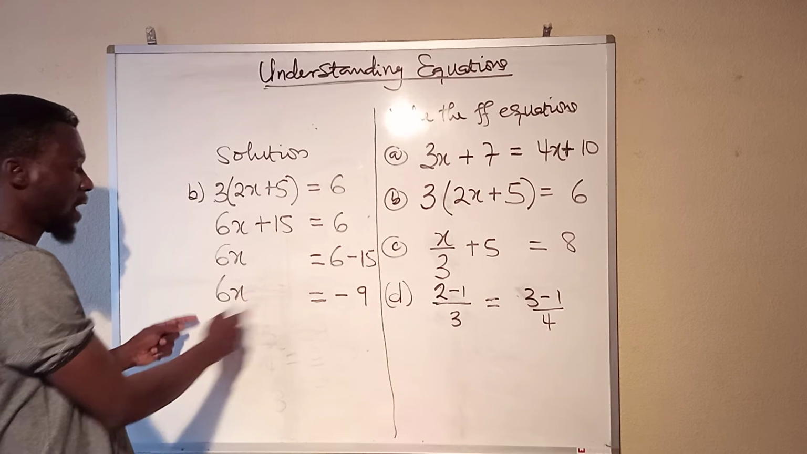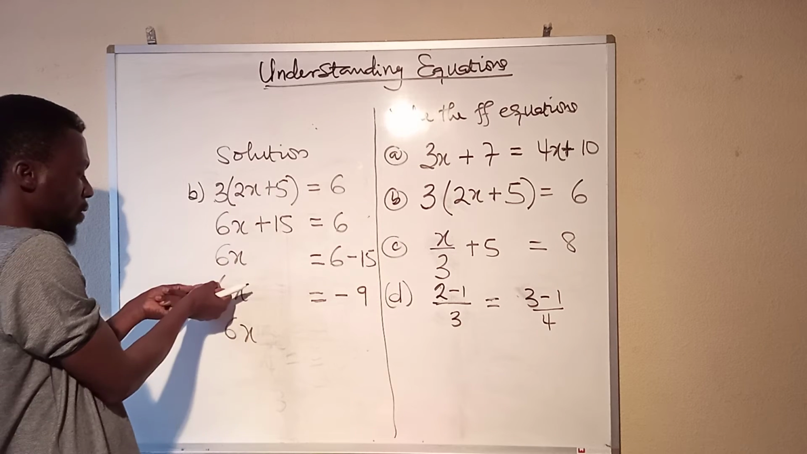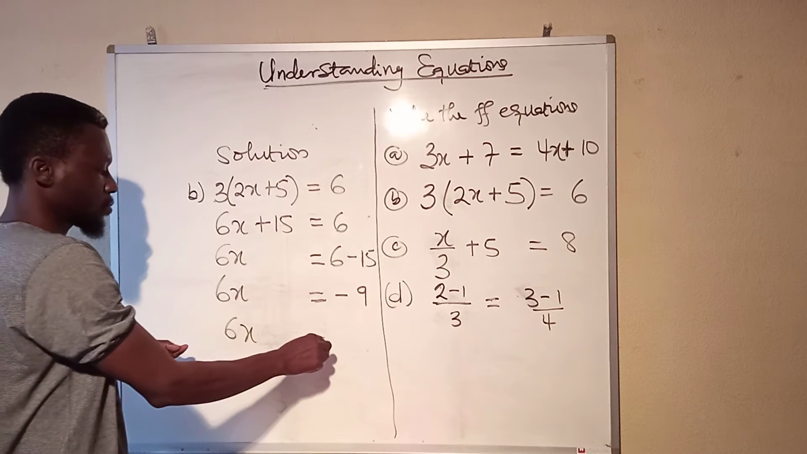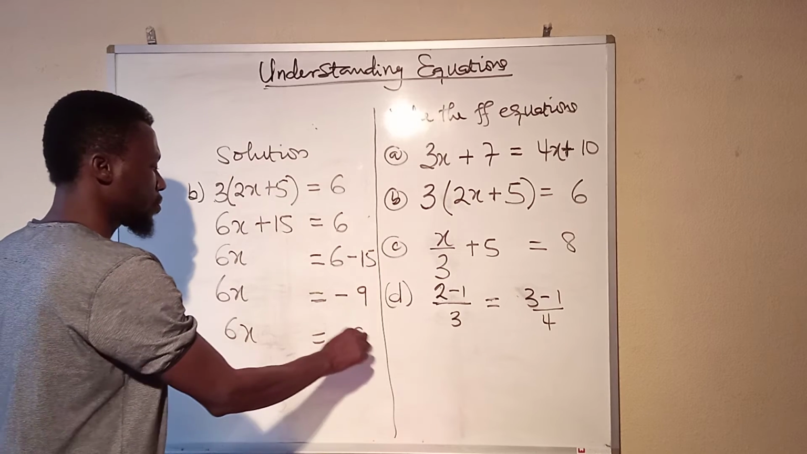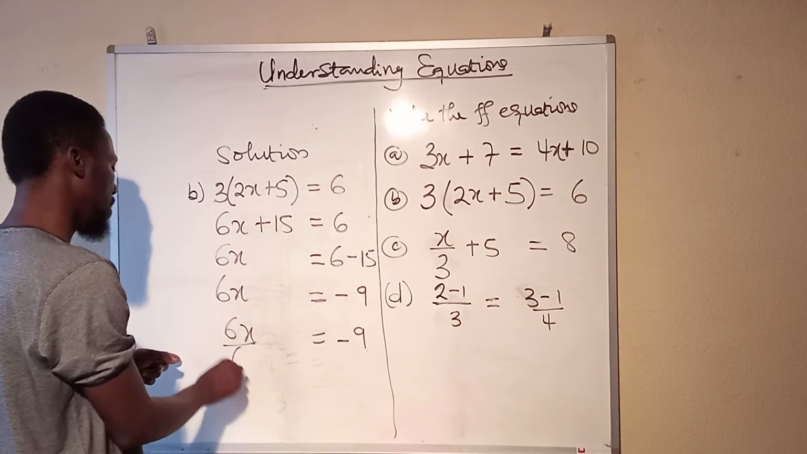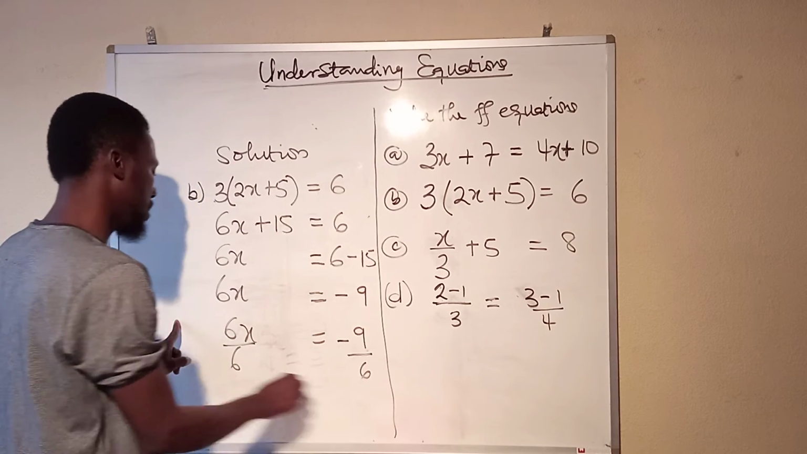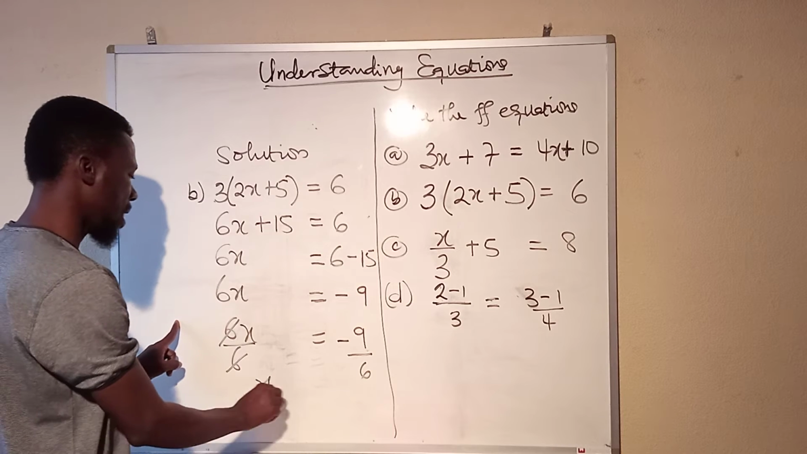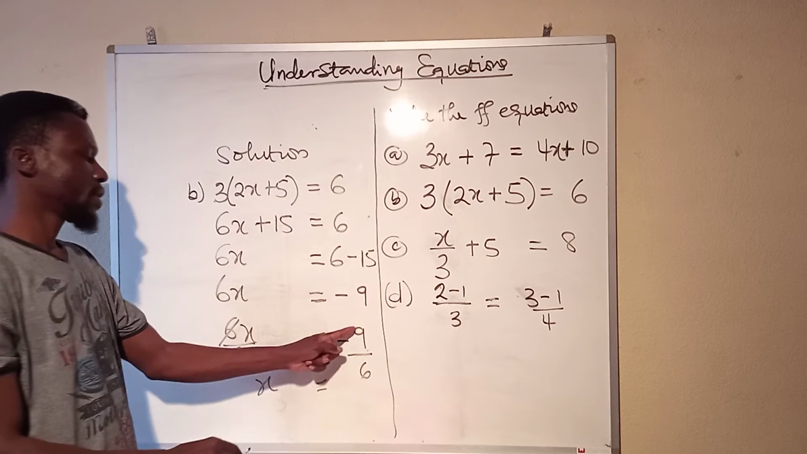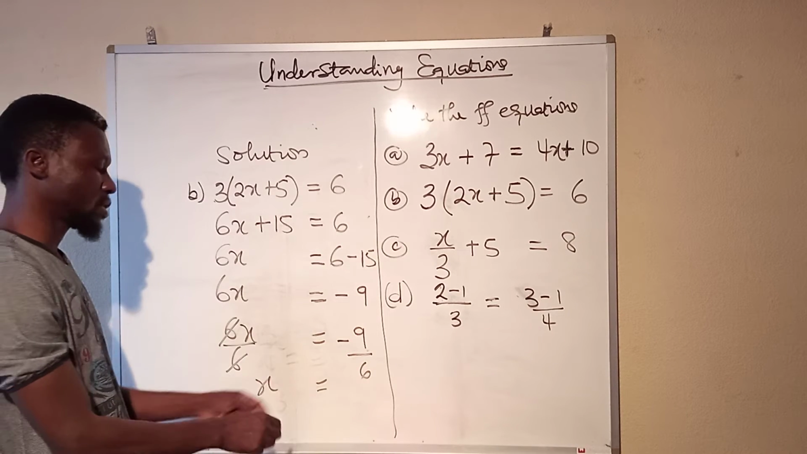We are going to divide both sides of the equation by the coefficient, the number multiplying x, so that we shall get the x alone. We just want to find only x. So divide here by 6, divide here by 6. 6 cancels 6, and x is equal to, here we can reduce it.